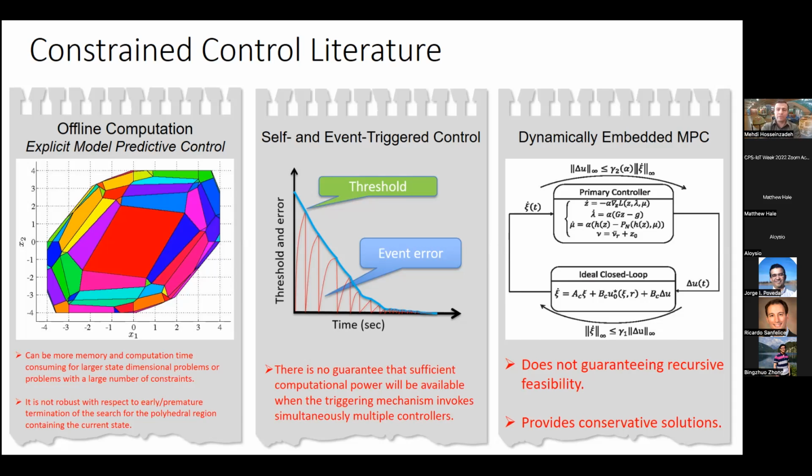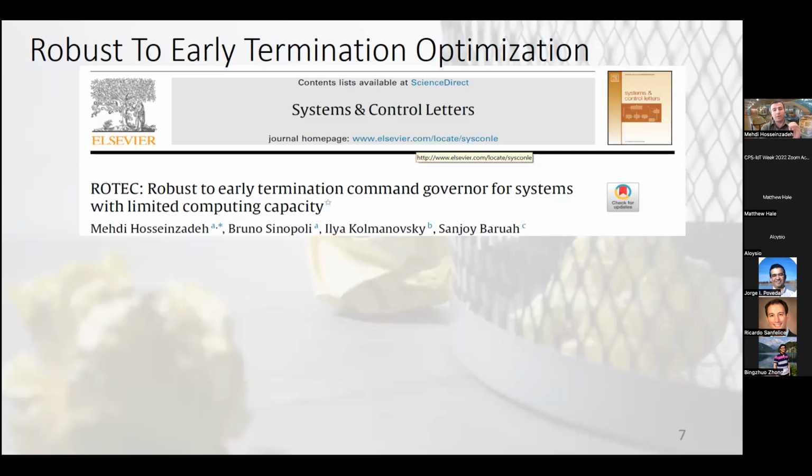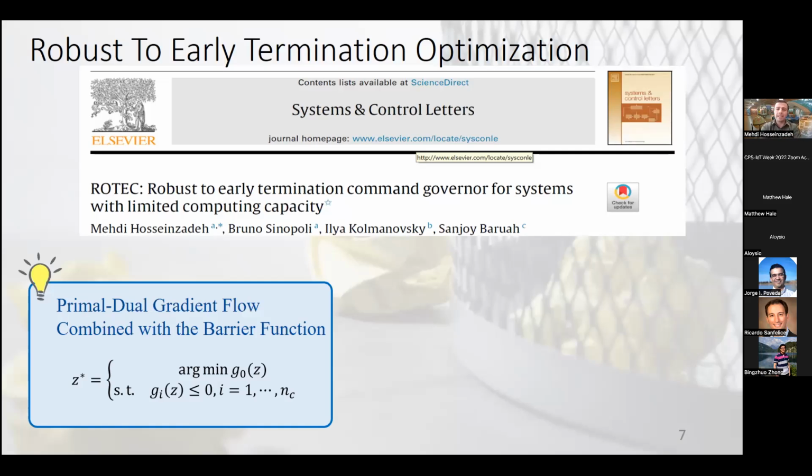With that motivation, we argued that we need a robust to early termination optimization to be able to address this issue completely. So we introduce this robust to early termination optimization in this paper. Underlying the idea is combining primal dual gradient flow with the barrier function.